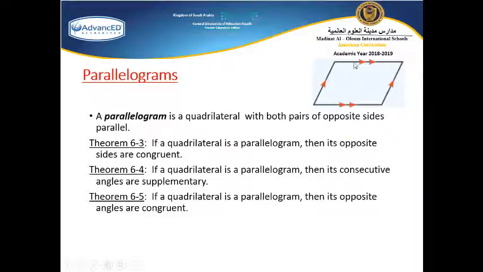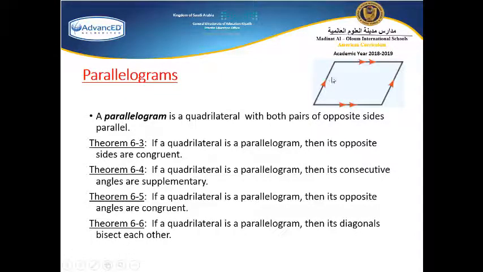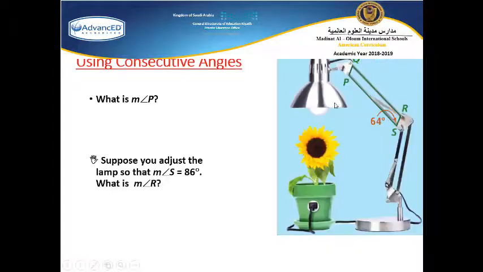So we said the parallelogram is a quadrilateral with opposite sides parallel. Each two opposite sides are parallel, and each two opposite angles are congruent, and each two consecutive angles are supplementary. Their sum is 180, and each two opposite sides are congruent. And the diagonals, the segments that connect the opposite angles, bisect each other.